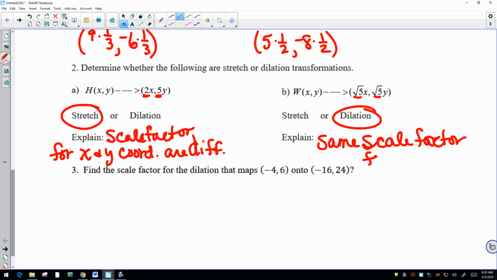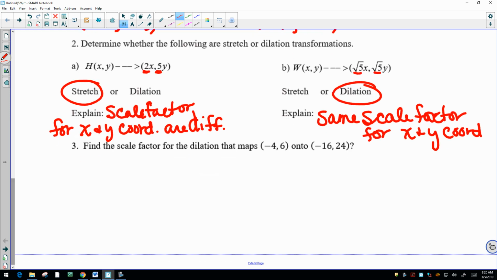And we're thinking for both x and y coordinates. Okay. What if they've given us the point? So 3 is kind of taking a look and saying, well, I already know the start, I know the finish, I know my pre-image and I know my image, but how did I get there?